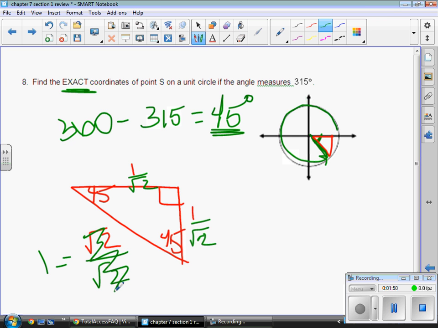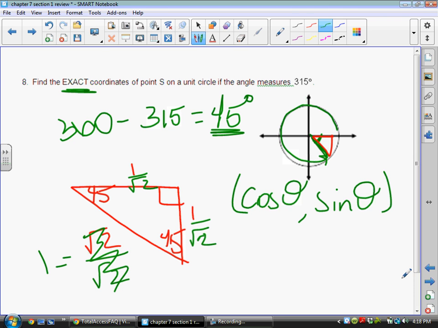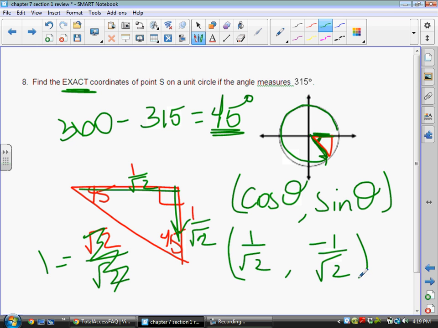Now I want to know sine and cosine. Cosine of the angle is the x-coordinate, sine of the angle is the y-coordinate, right? So here's what I'm going to do. Cosine, I'm to the right of the circle, so it's going to be positive 1 over radical 2, okay? Now, sine, I'm underneath the ground, I'm down. It's going to be negative 1 over radical 2. So that could be my coordinate.